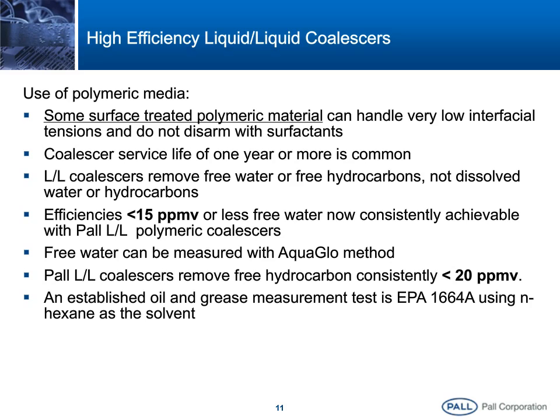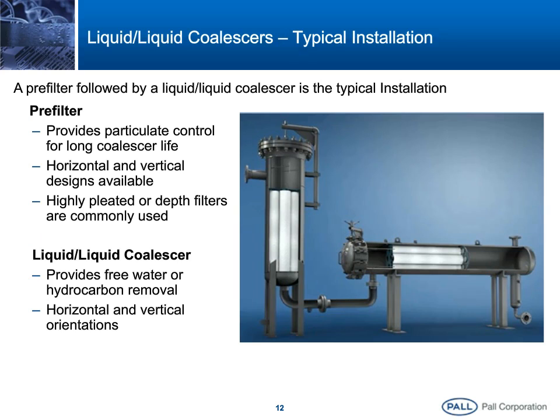So this is a typical picture for a liquid-liquid coalescer. There is a pre-filtration stage ahead of the coalescer stage, and the coalescer in this case happens to be horizontal in design. A pre-filter is an absolute must for any coalescer. You want to remove any solid particulate matter, otherwise it will go into the coalescer and the coalescer will behave as a filter and filter the solids out.